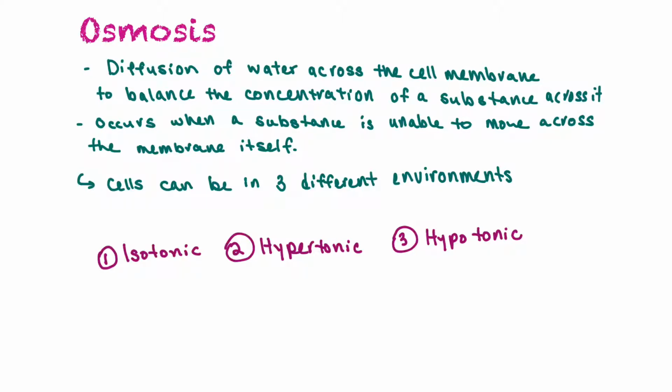Cells can be in three different types of environments. Isotonic environment, that's what cells want to have. They want to have isotonic conditions. Iso means the same. So they want to have the same concentration of solute on the inside of the cell as on the outside of the cell. If they don't have that, if they're in one of those other two environments, they will make measures, move water across the membrane to balance out that concentration and achieve the isotonic conditions.